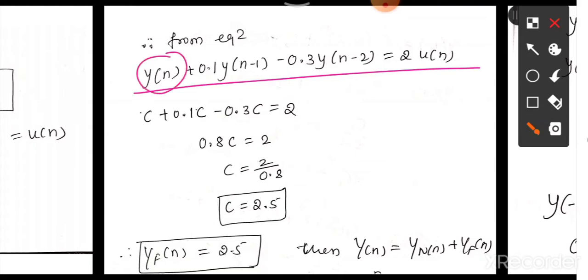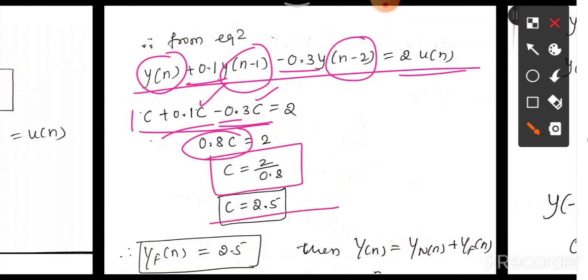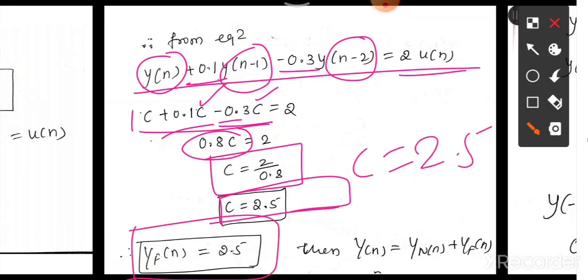Substitute y of n is c, y of n minus 1 is also c, and y of n minus 2 is also c, so it is c plus 0.1 c minus 0.3 c equal to 2. Then simplify this: 1 plus 0.1 is 1.1, minus 0.3 is 0.8, so 0.8 c equal to 2. Then c equal to 2 by 0.8, and simplifying you will get c equal to 2.5. Yes, the forced response will be equal to 2.5.